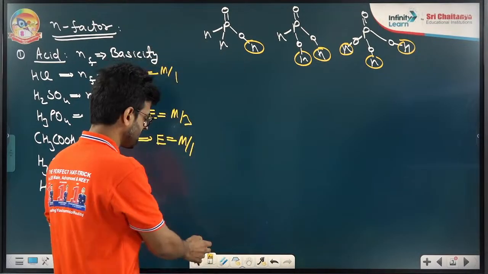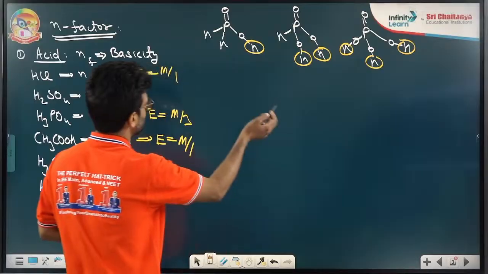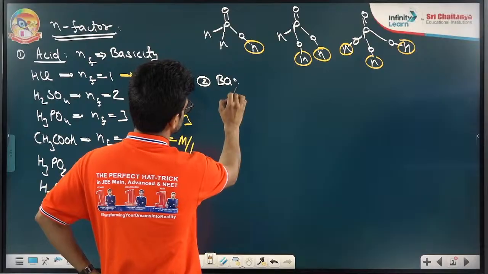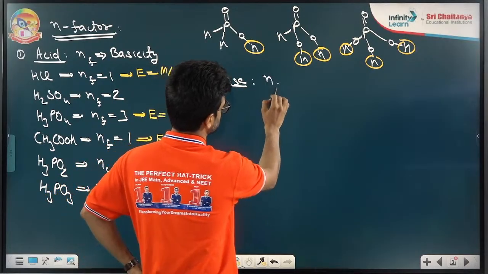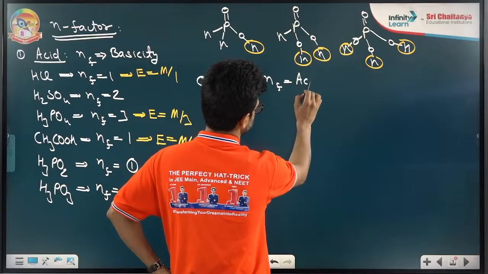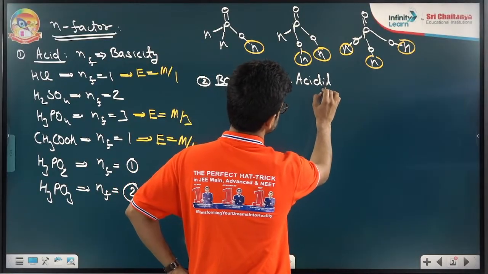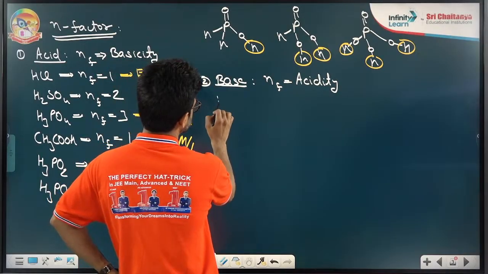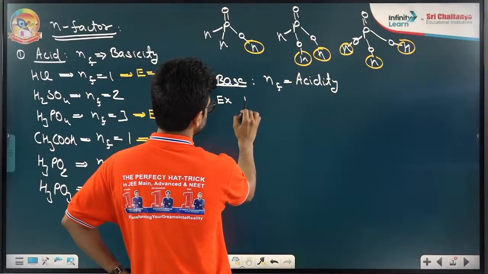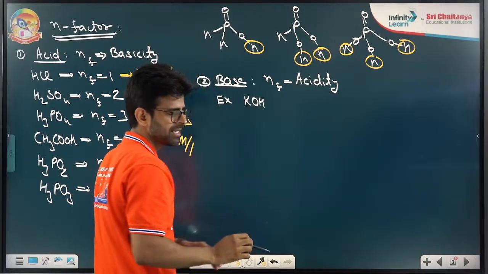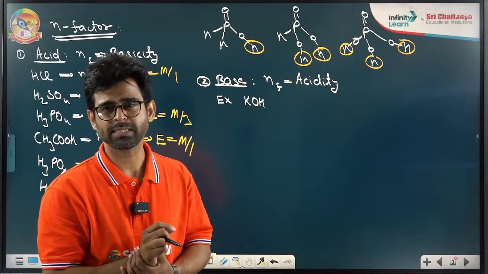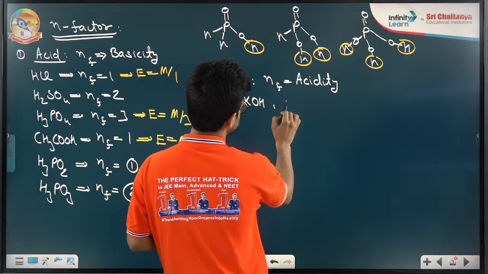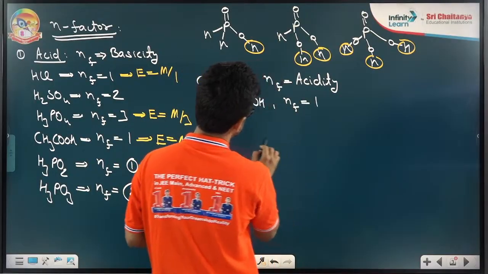Clear? The next thing is bases. Next is bases, right? For a base, if we talk about the n factor, the n factor is the acidity. What is the acidity of the given base? Example we can see. Imagine I have KOH. KOH can give how many hydroxide ions? KOH can give 1 hydroxide ion. So its n factor is 1.